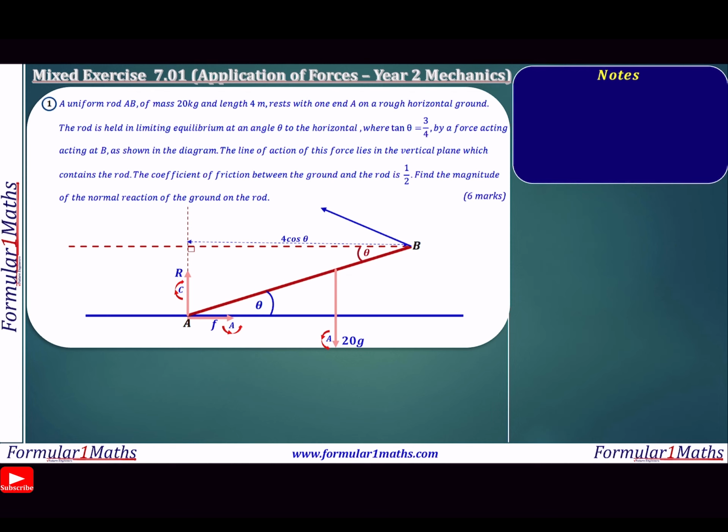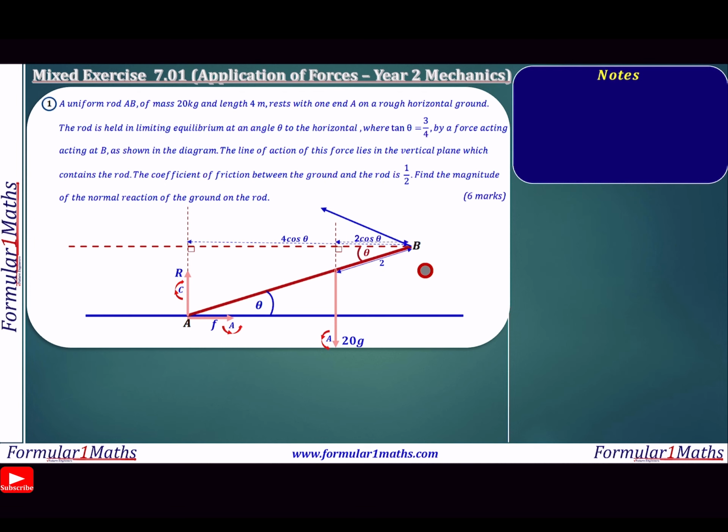In the same way, the line of action of this force will be perpendicular to the horizontal line that we drew. Now this distance here, from this point to that point, is 2. Because we know that this is acting at the center of the rod. And the whole length of the rod is 4 meters. So that makes this length 2. And that means this length will be 2 cos theta.